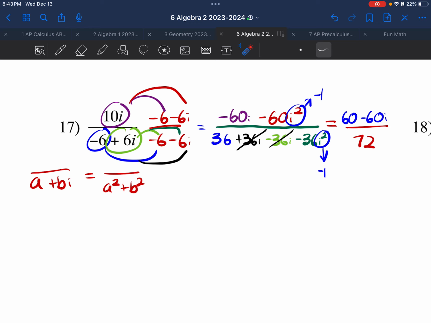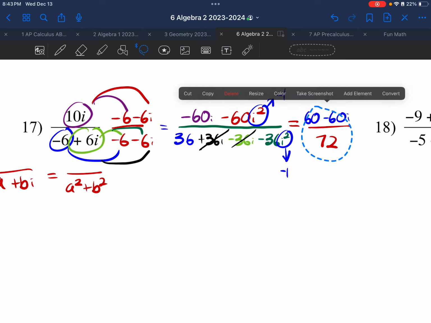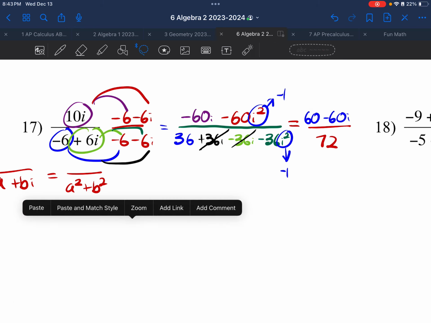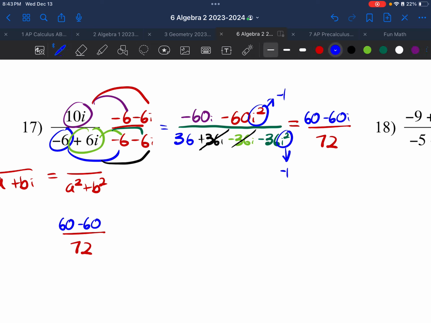Notice in this problem, however, I can reduce because I can divide both the top and bottom by 12. So if I do that, I don't have enough room, so I'm just going to grab this, copy, and come down here and paste. If I divide the numerator and denominator by 12, 60 divided by 12 is 5. What happened to my i? I didn't get carried in my copy paste. And then that's going to be minus 5i. And then 72 divided by 12 is 6, and I get my final answer.